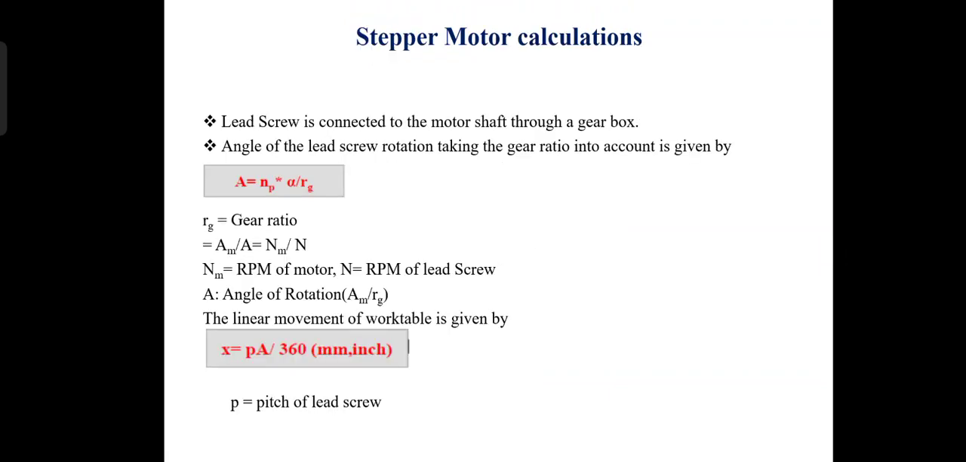Stepper motor calculation: the lead screw is connected to the motor shaft through a gearbox. The angle of lead screw rotation, taking the gear ratio into account, is given by A equal to the angle of rotation, and NP we have discussed. N is the RPM, and the linear movement of the work table is given by P, the pitch of the lead screw.